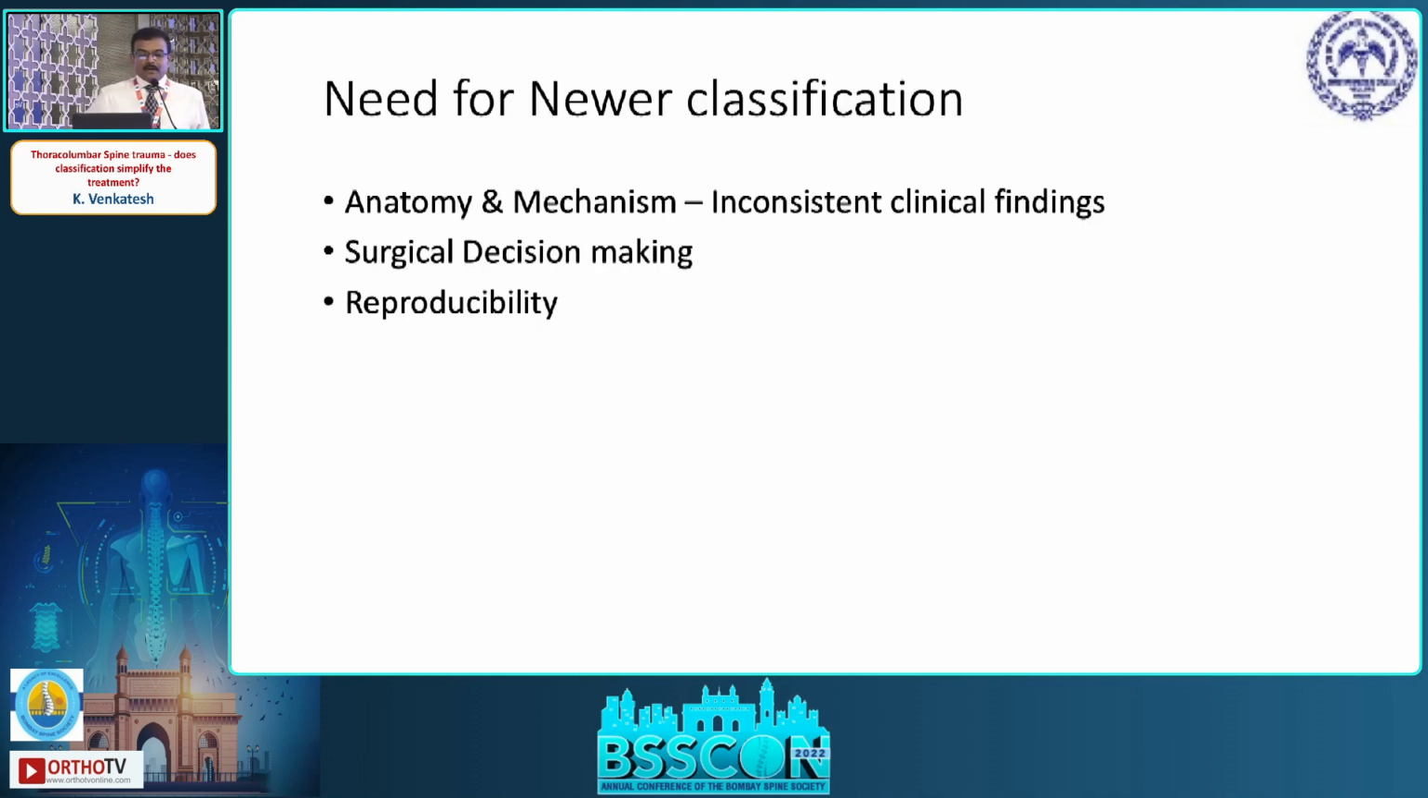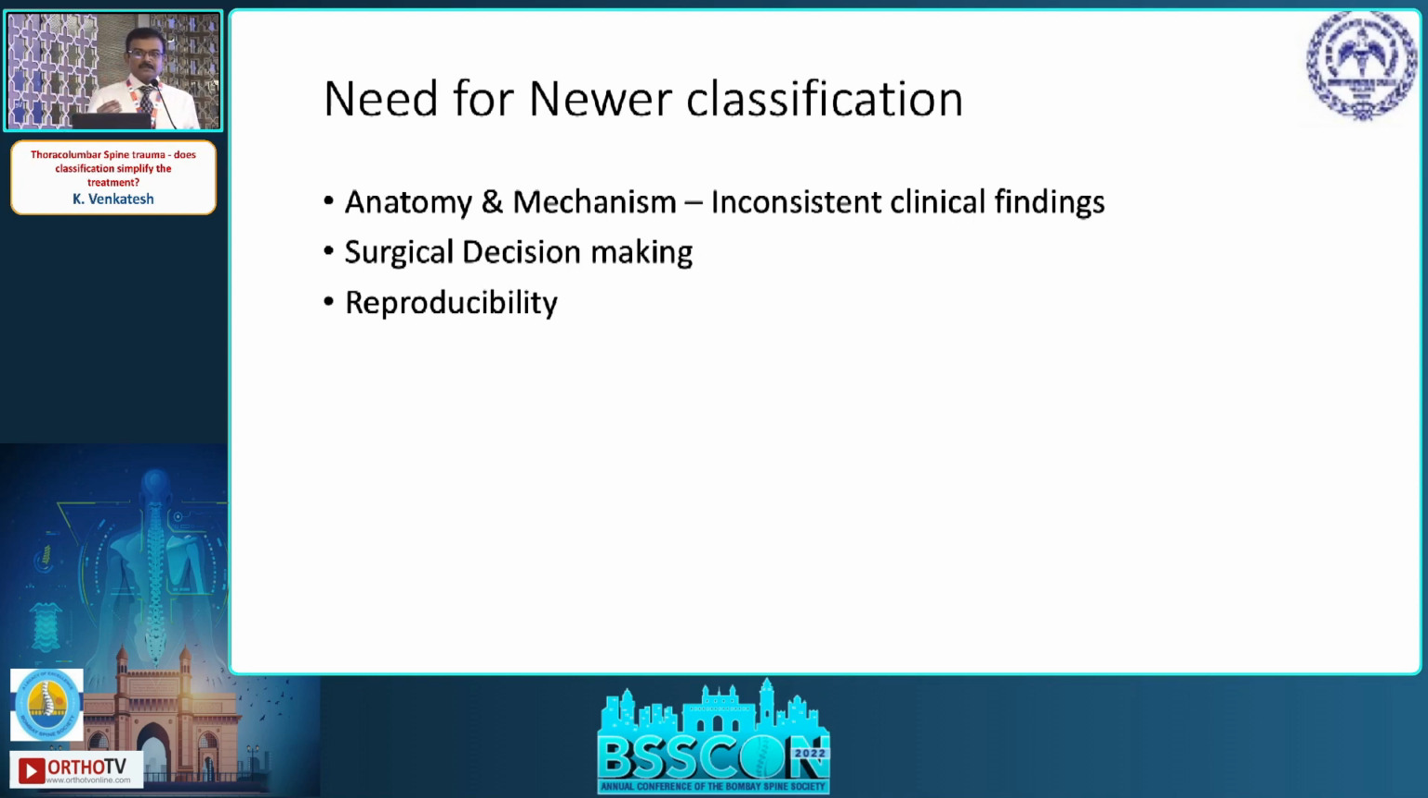So what was the need for a newer classification? All these classifications were working before, but why was a newer classification needed? Actually, till 2005 we were using all these classifications. After 2005, there was a marked jump. We started using many classifications. And why do you think these classifications were needed?